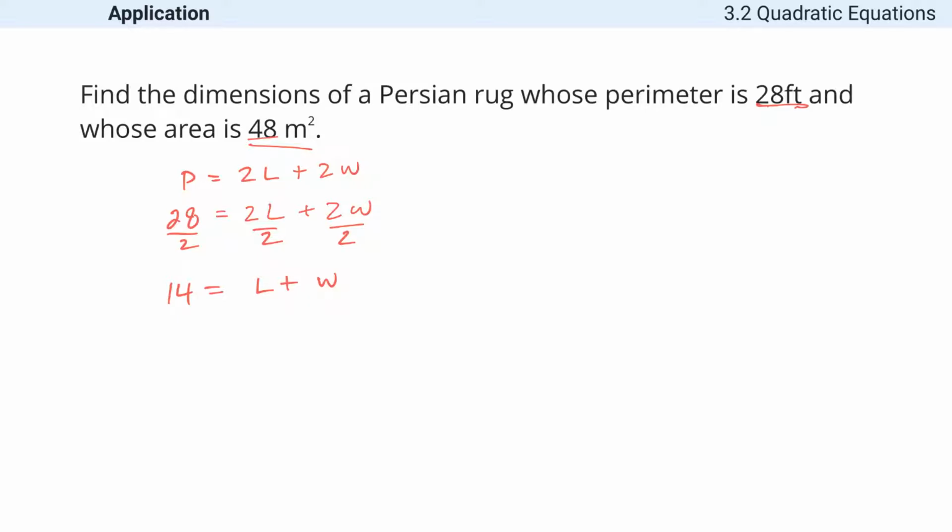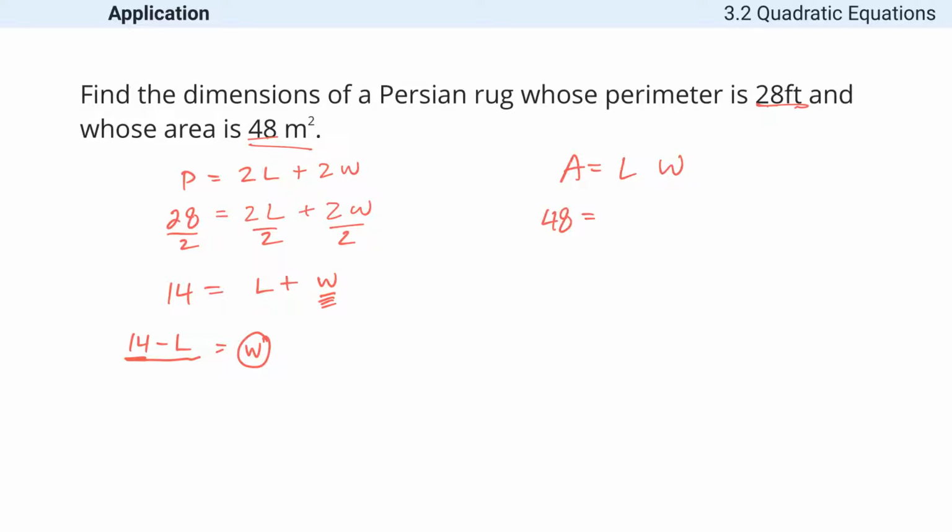What I'm looking for is a relationship between L and W. So the sum of L and W is 14. If I wanted to know just what W is, I could subtract L on both sides, and I'd come up with 14 minus L. So the width is the total 14 minus whatever the length is. Okay, so there's a relationship between width and length. Then they also say the area is 48. Area of a rectangle, I know, is length times width. They tell me the area is 48.